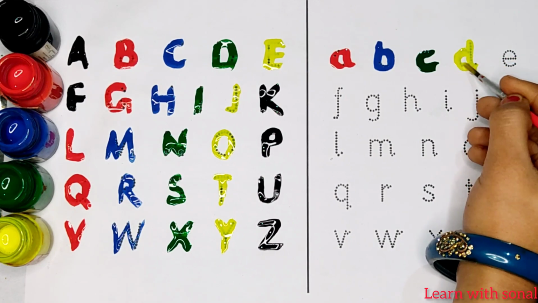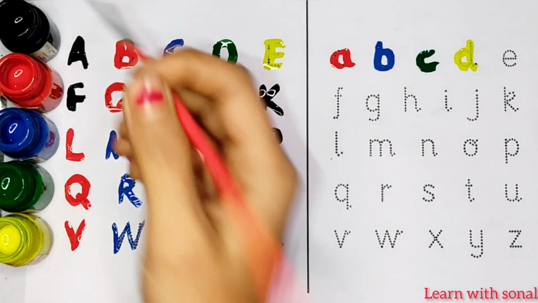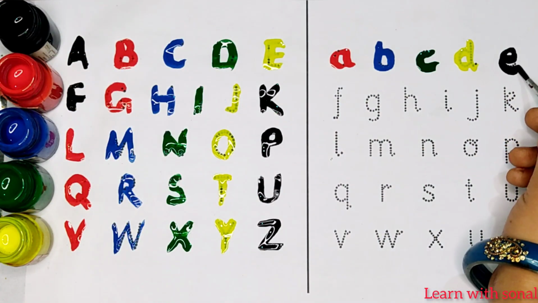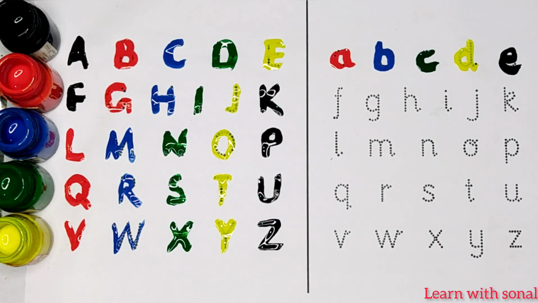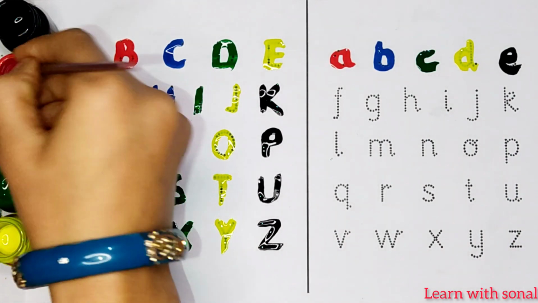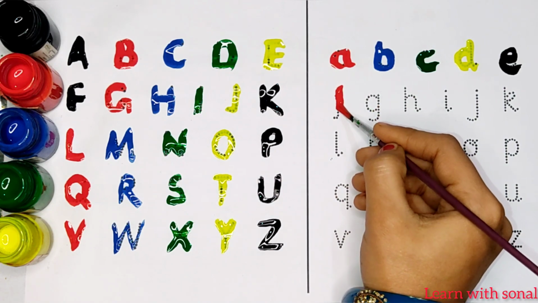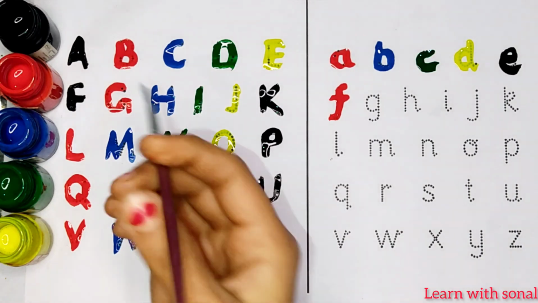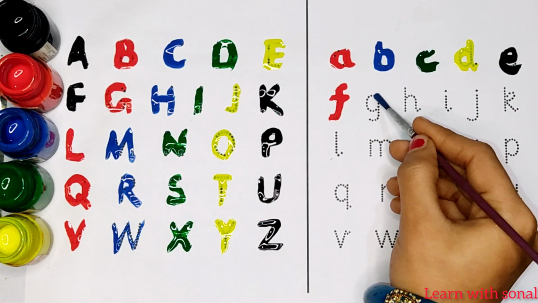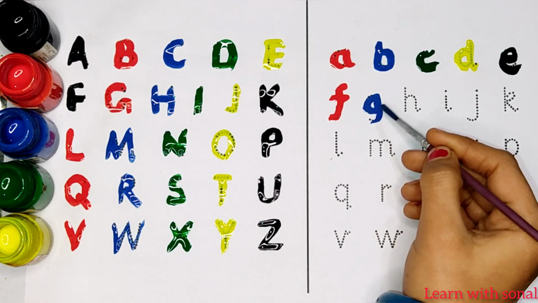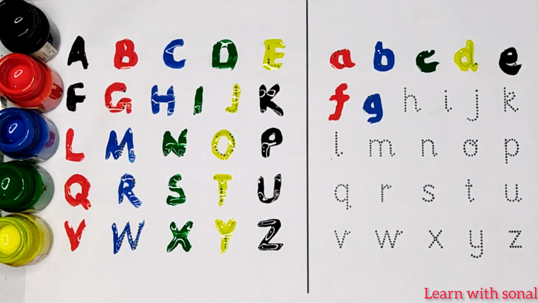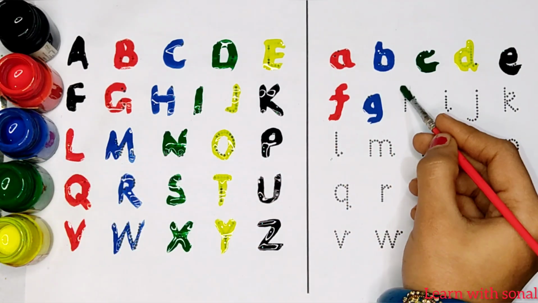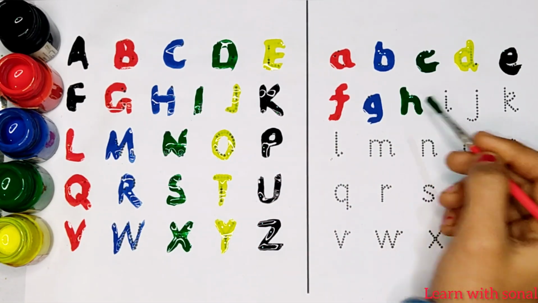D, D for duck. E, E for elephant. F, F for finger. G, G for guitar. H, H for hen.